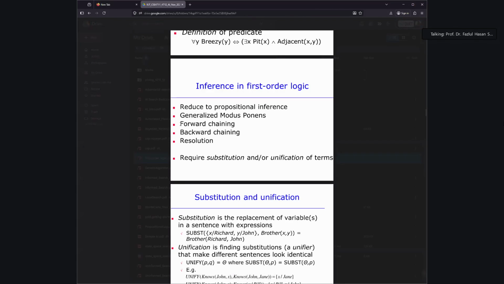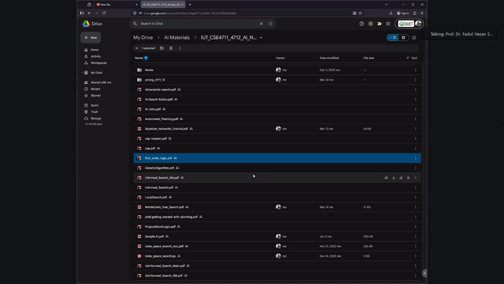Yeah, you can see here the forward checking, backward checking, resolution. So these are the three ways of solving the problem: proved by resolution, proved by forward chaining, proved by backward chaining. Actually, the main theme in propositional logic and first order logic I already explained in detail. There will be a set of sentences, and from there, you have to prove something.